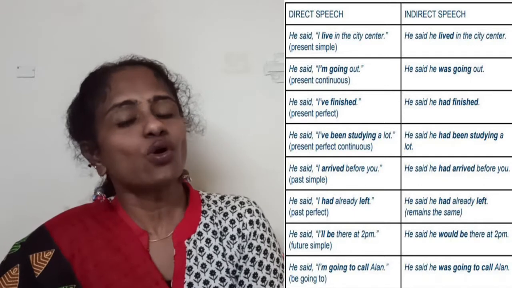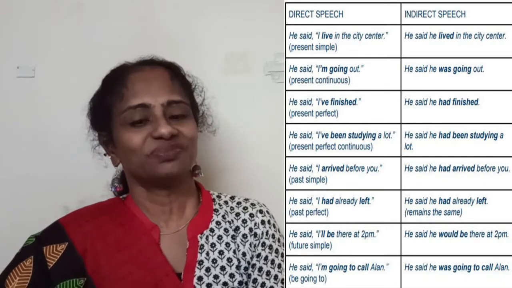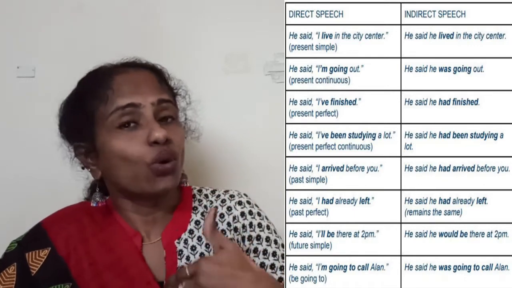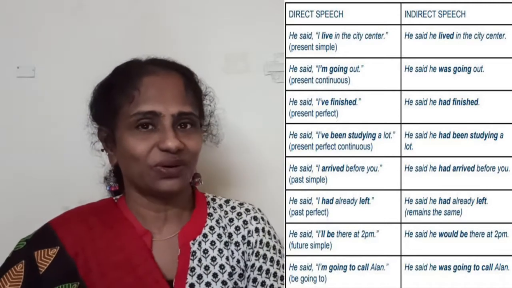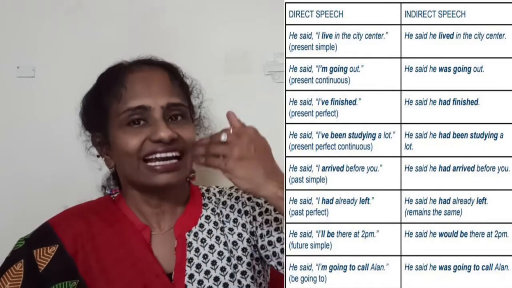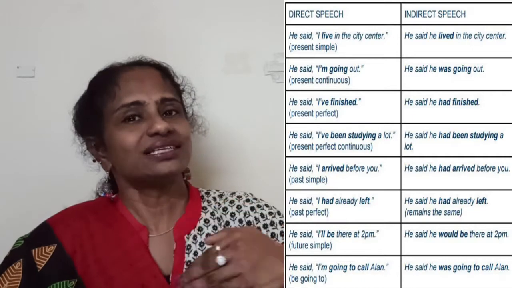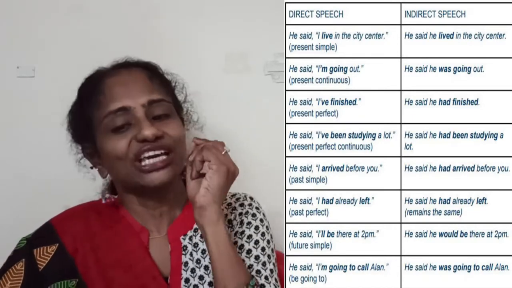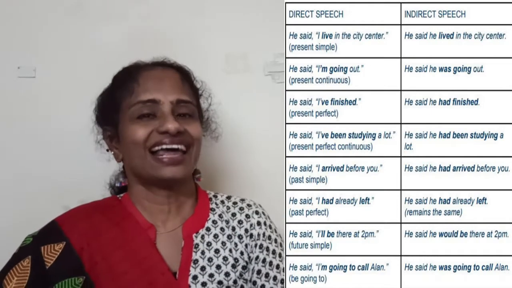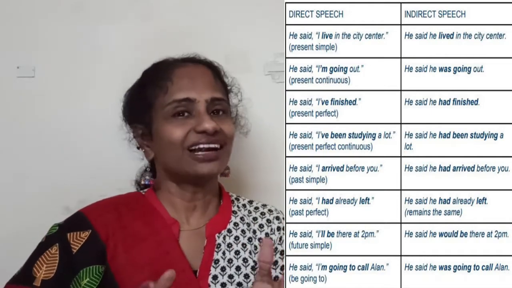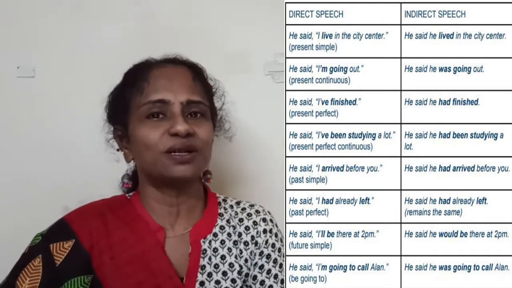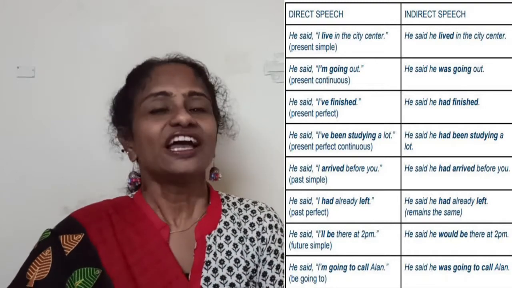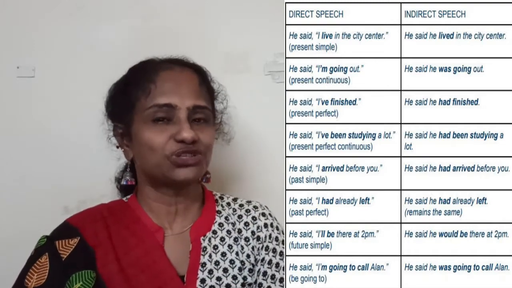He said, "I am going to call Alan." What tense is it? It is present continuous. Present continuous changes into what? Past continuous. He said he was going to call Alan. So direct to indirect speech is very simple, but this is what you need if you are writing, developing short stories.